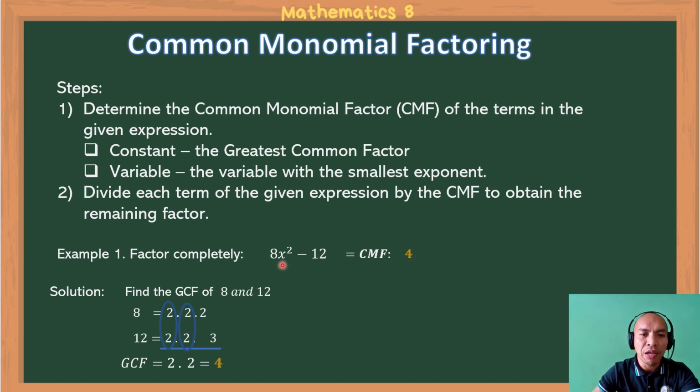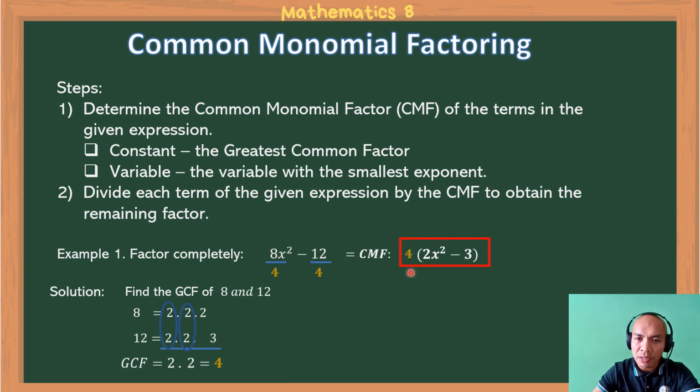Why don't we have x? Because in the second term, there's no x, only in the first term. Okay? So to obtain the remaining factor, each given term will be divided by the common monomial factor. In this case, we divide it by 4 and also divide it by 4 to obtain the remaining factor. So 8x squared divided by 4 is 2x squared. Then negative 12 divided by 4 is negative 3. So this is the factored form of 8x squared minus 12.